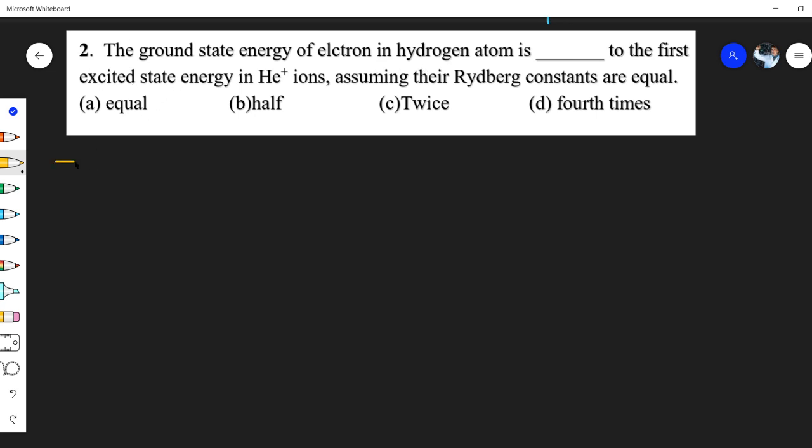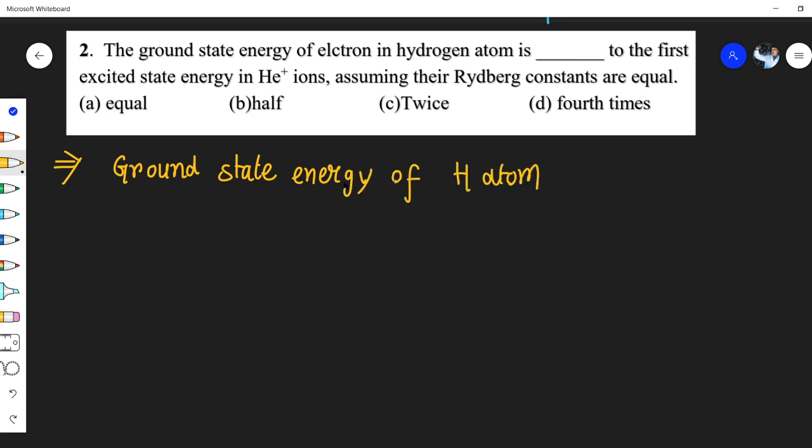Look, the question asks: the ground state energy of the electron in hydrogen atom is the dash to the first excited state energy of the helium ion. So let's write down the ground state energy of the hydrogen atom. For the ground state energy of the hydrogen atom, what will be the value of Z? The value of Z for hydrogen would be 1. At the same time, since the ground state is being asked, the value of n also will be 1. So the energy value for hydrogen would be minus 13.6 electron volt.